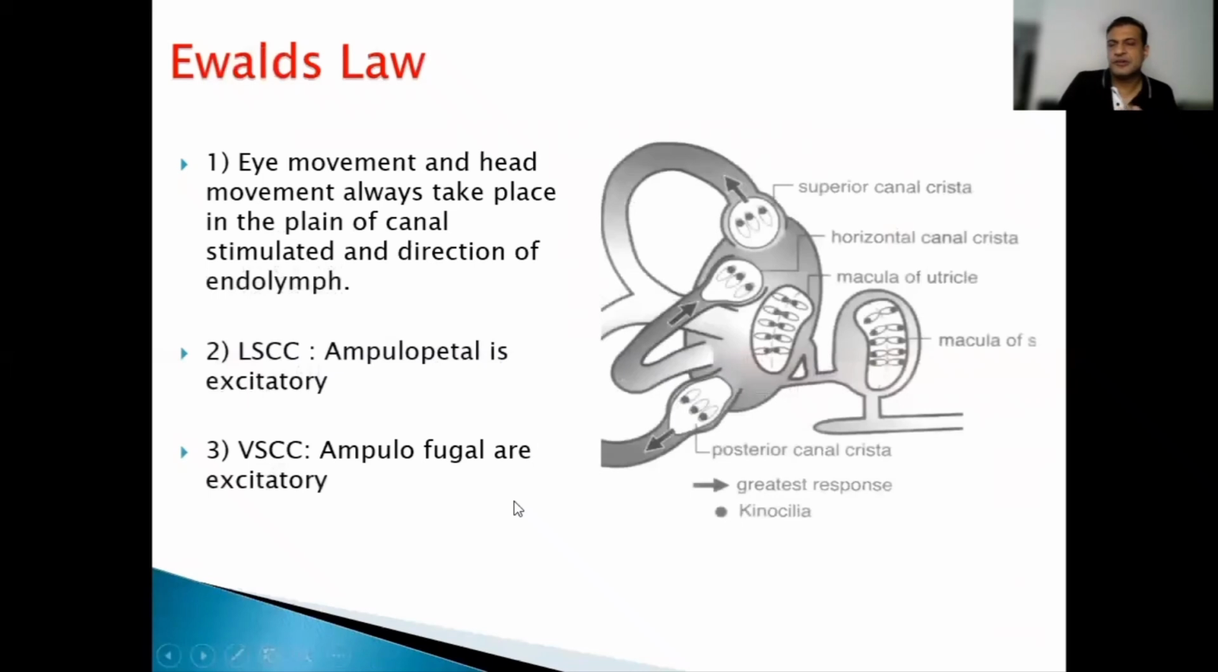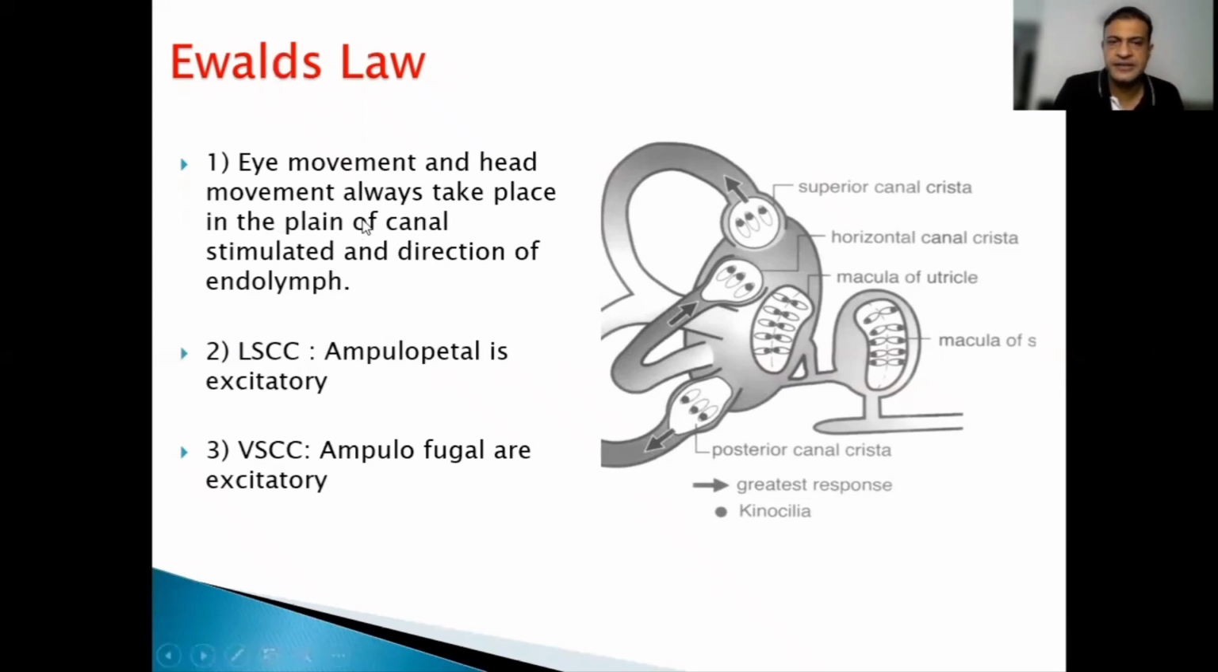Ewald's law is also based on the same thing. So when I move my head to the right side, all of you can see my head. My head is moving to the right side. In this case, the endolymph will be moving to the opposite side. On the right side, the endolymph is moving toward the utricle. On the left side, the endolymph is moving away from the utricle.